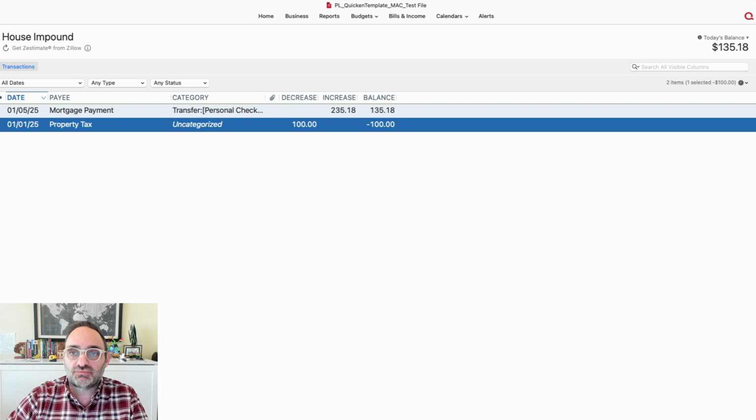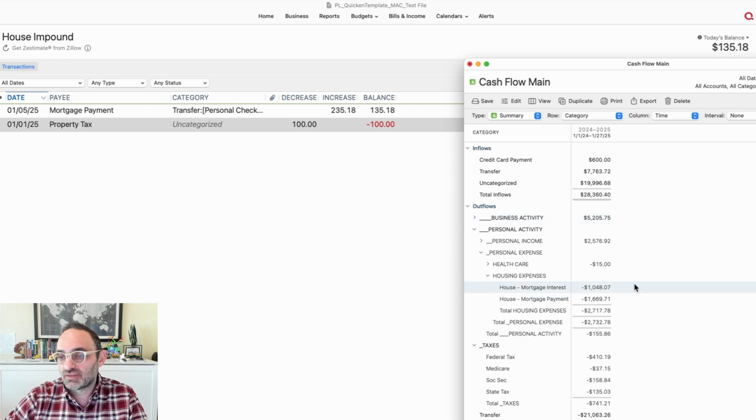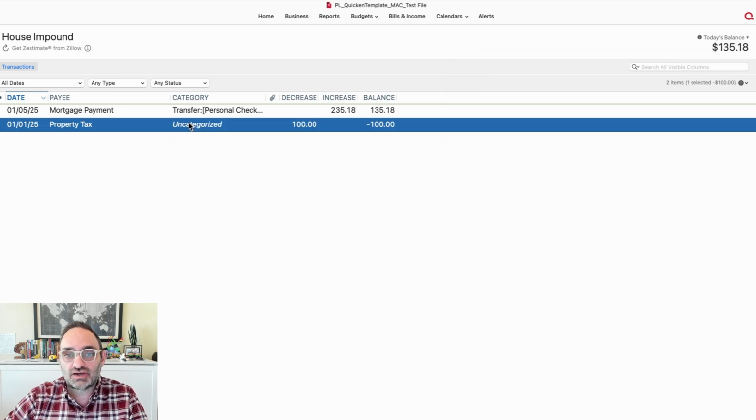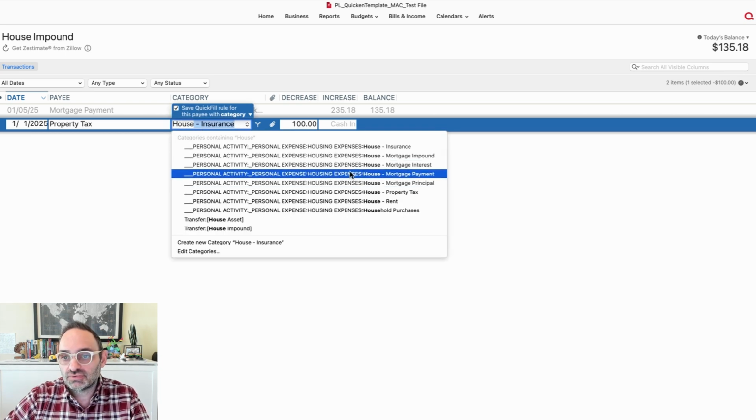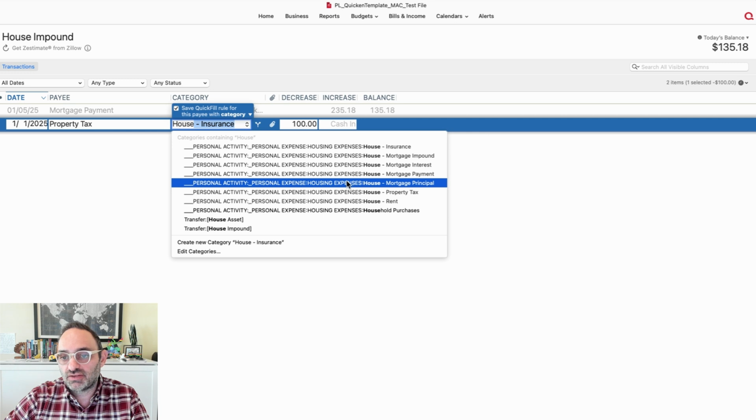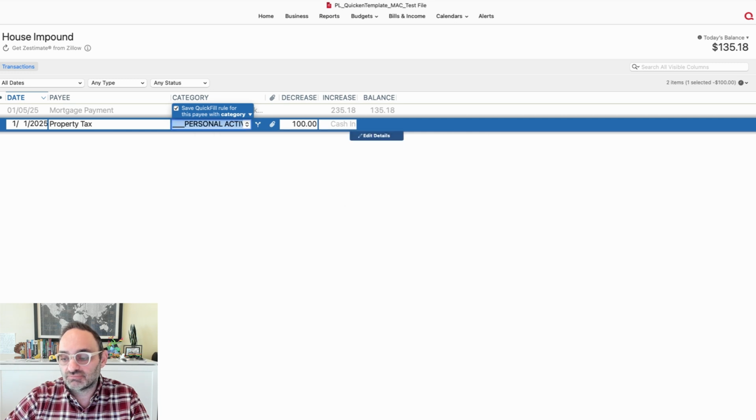Sometimes impound accounts pay money towards the tax and insurance every month, and sometimes they do one payment per year after it's accumulated enough money. But either way it works, you end up eventually looking at your escrow statement or impound account statement, and you put in the property tax and insurance payments. And once you do that, now your report, actually I've got to categorize this, excuse me. Now your report will be showing your expense. Property tax, there you go.